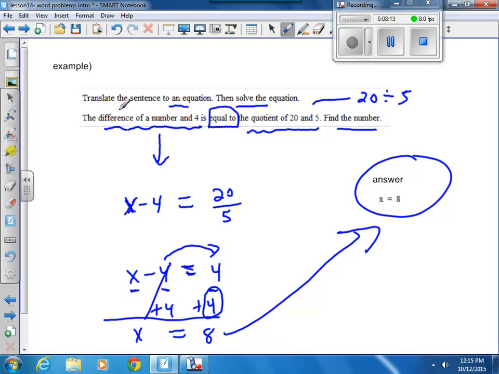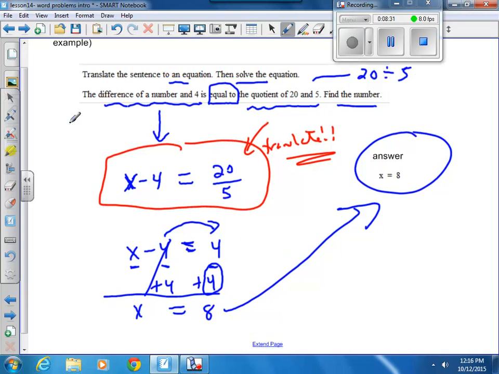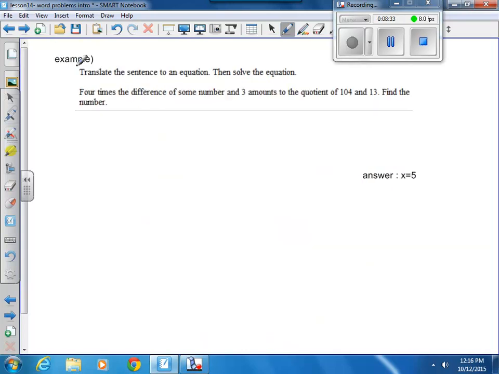So when you say the difference of a number and 4 is equal to the quotient of 20 and 5, when you first read that as a big sentence, it's like, what? But if you take it into bits and translate every little bit that they're saying, you got it. Translate and solve. So you may have to do a lot of practice with these on your own, but I'll guide you through the next one. Maybe you want to hit pause. Try it on your own.